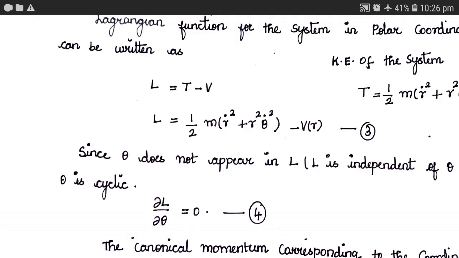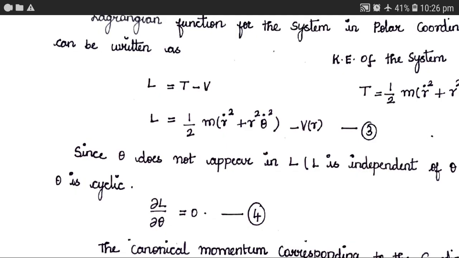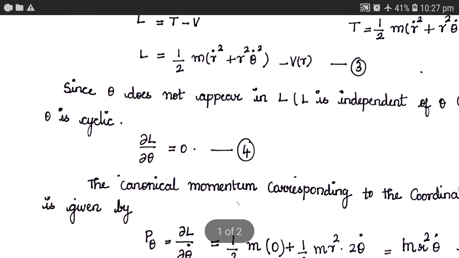Looking at the Lagrangian function, we could see that theta does not appear in it. So look at equation 3, which represents the Lagrangian function. In that we could see theta does not appear in equation 3, which means the Lagrangian function is independent of theta, or theta is an ignorable coordinate or a cyclic coordinate. So we can write ∂L/∂theta is equal to 0.